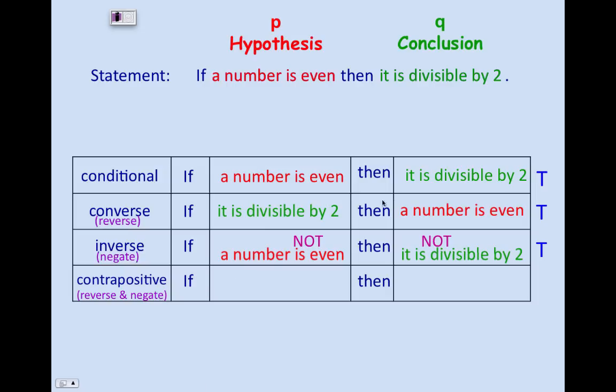So it's going to say if a number is not divisible by 2, then a number is not even. If a number is not divisible by 2, if it can't be divided by 2, then it can't be even. That's true.